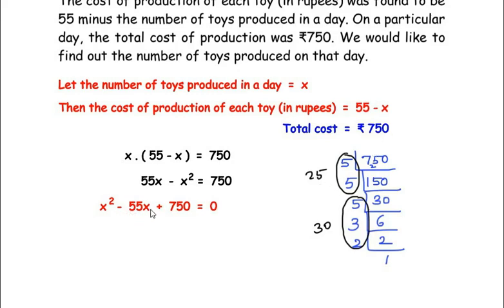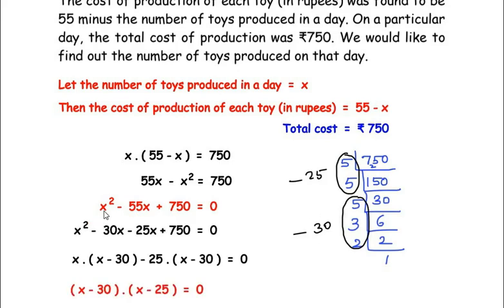Now here, since we need negative 55, we are going to take negative 25 and negative 30. So the addition of these two numbers gives us negative 55, and the product of these two numbers gives us positive 750. So let us write this equation in terms of the factors now. So here we have written X square. Now minus 55X splits up as negative 30X, negative 25X plus 750 equal to 0.